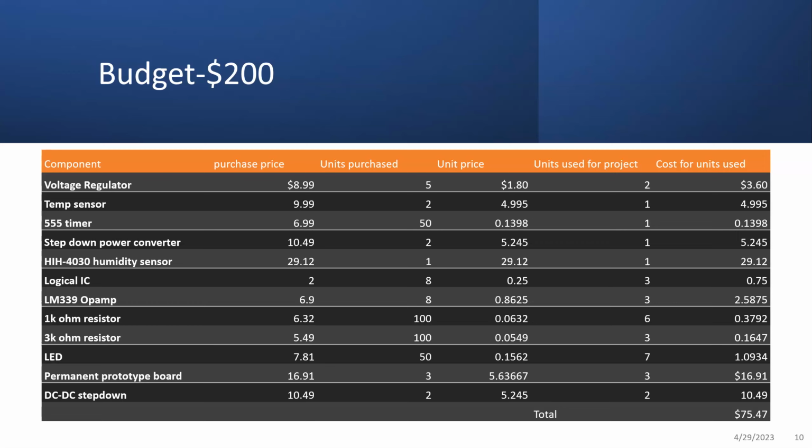I originally decided that $200 would be the budget for this project. I wasn't sure how much some of the components would cost. So far, everything in the table is what I am using right now, and I'm really under budget, so I'm doing a pretty good job there.